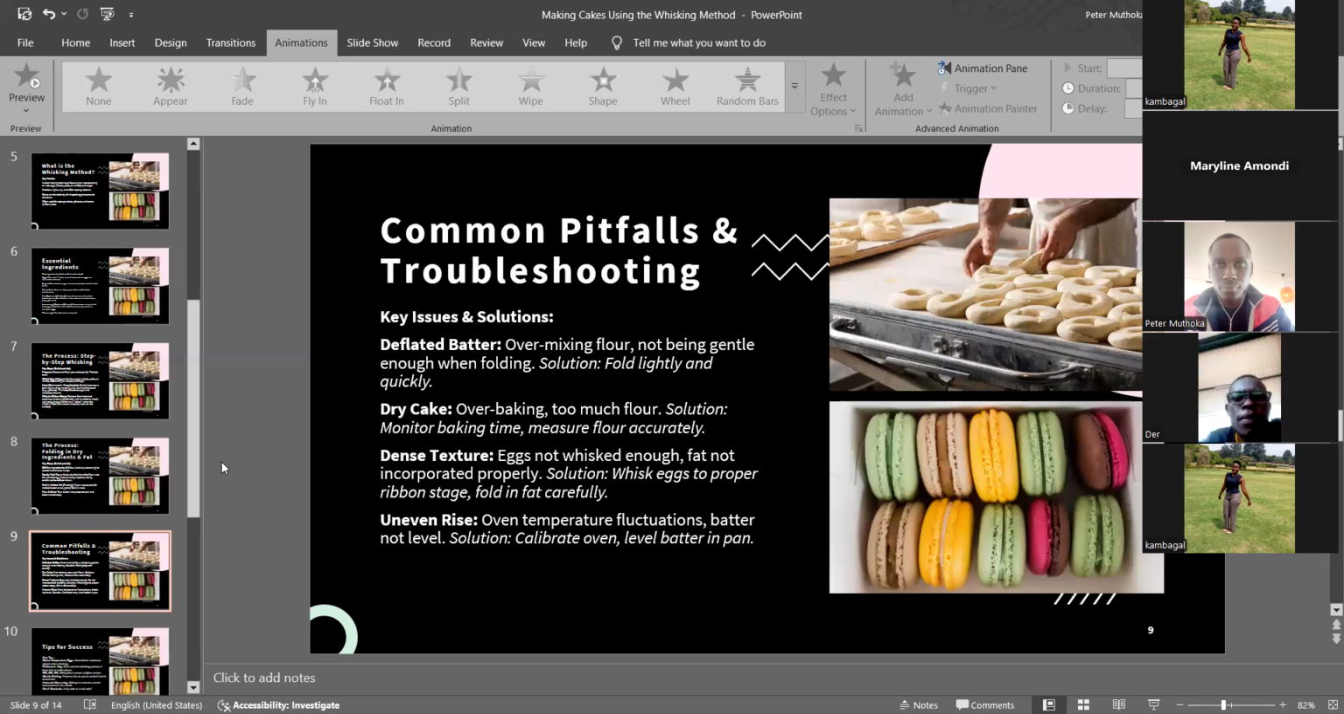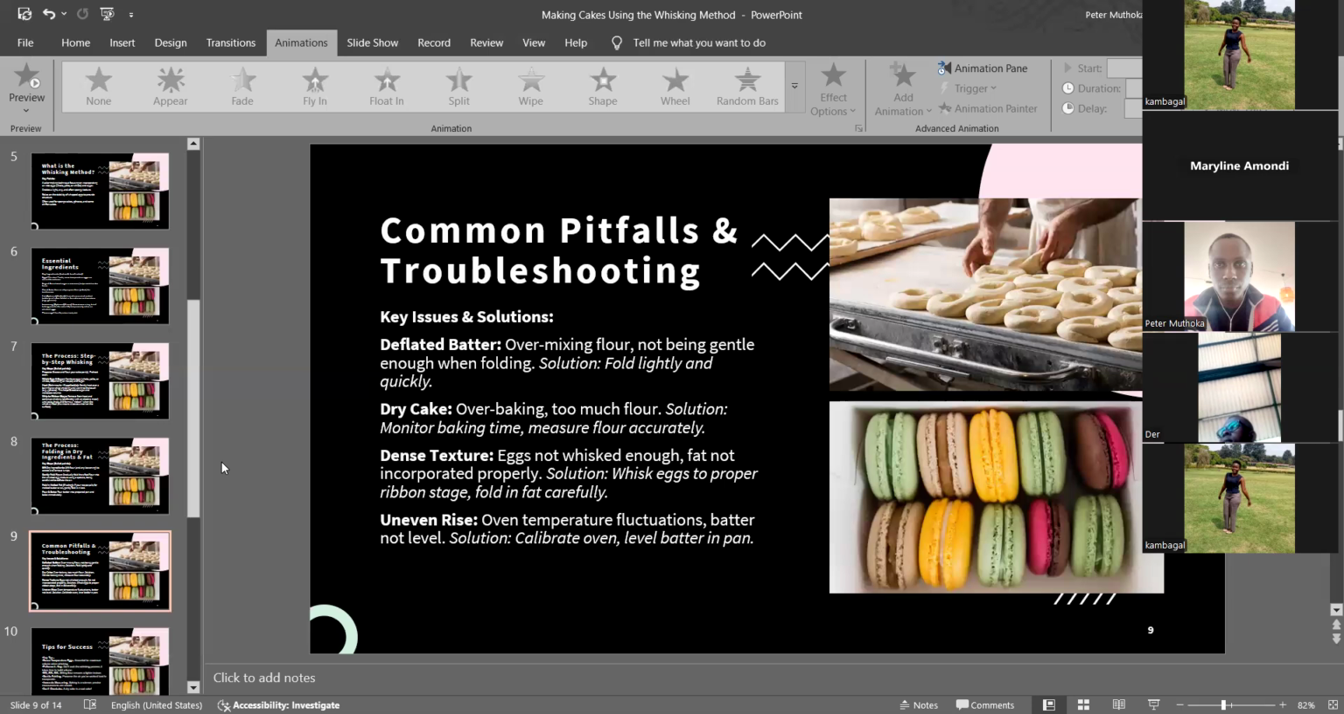So we have some of them, and that is what I want us to discuss. We have the key issues and the solutions. And the first one is the deflated batter. This one will occur due to overmixing flour, not being gentle enough when folding. And the solution for that, we need to fold lightly and quickly.